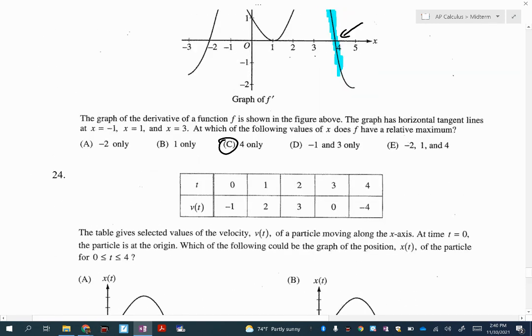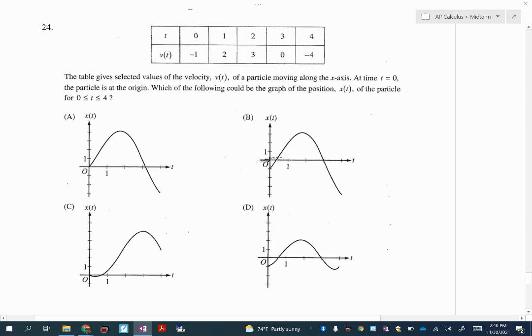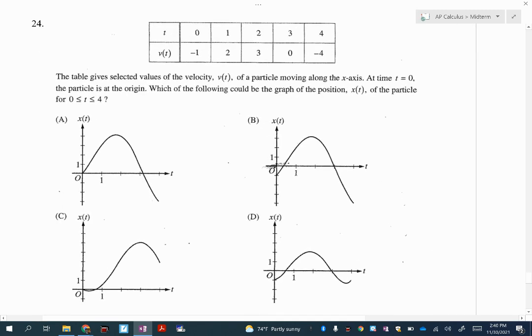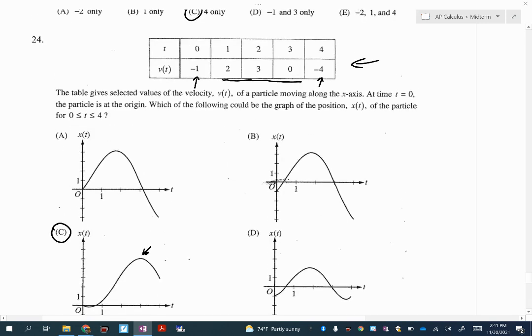24, almost done. 2 more to go. 24 gives us all this information about a velocity function, and we're trying to figure out what could be the graph of the position function. Again, that's backing up. So all this information in the table is about the first derivative of that position function. When I'm looking at this, I notice that I have a negative to start. So I'm actually decreasing to start, but then I'm increasing and then finally decreasing again. So when I look at my original, I should see decreasing first, and the only one that decreases to start is actually C, and then finally decreasing right here at the end. So that's why 24 is C.